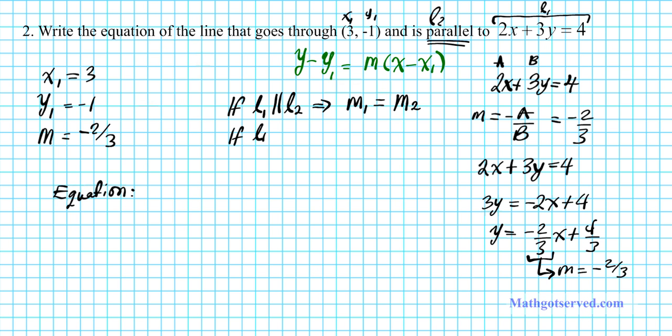Also, just a side point: if L1 is perpendicular to L2, or normal, if L2 is normal to L1, then M1 is going to be the negative reciprocal of M2. All right, so you want to keep these two points in mind. So the equation is going to be y minus y1, y minus negative 1, which makes it plus 1, equals negative 2/3 x minus 3. Okay, so that's your equation in point slope form.